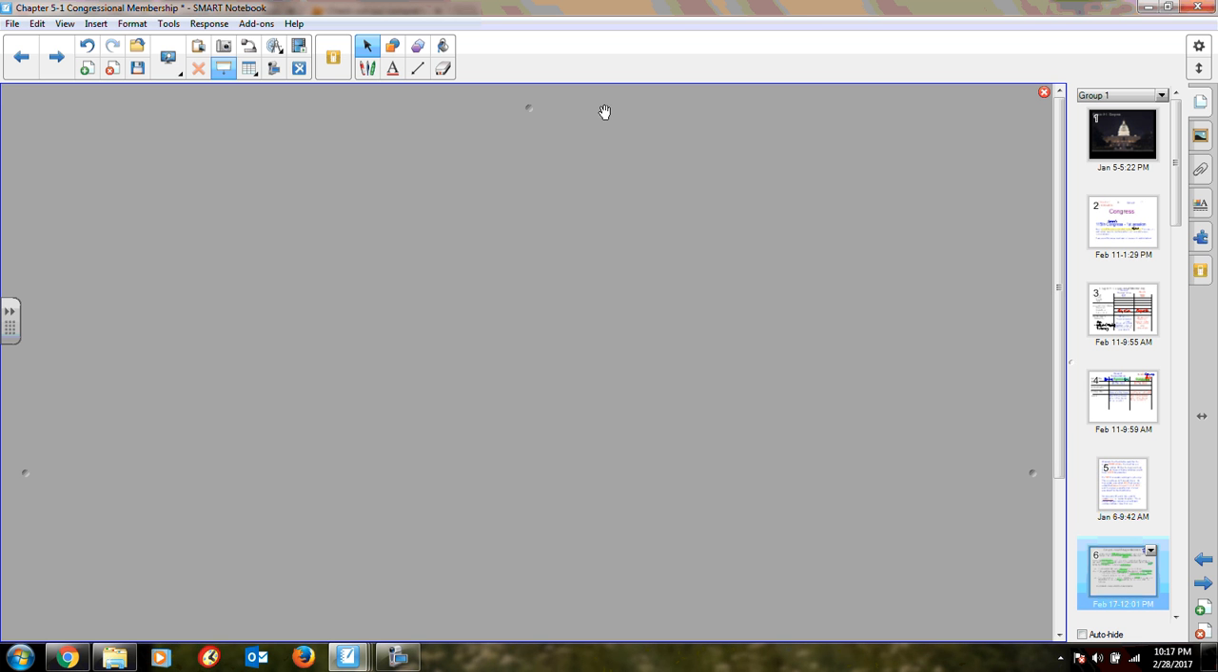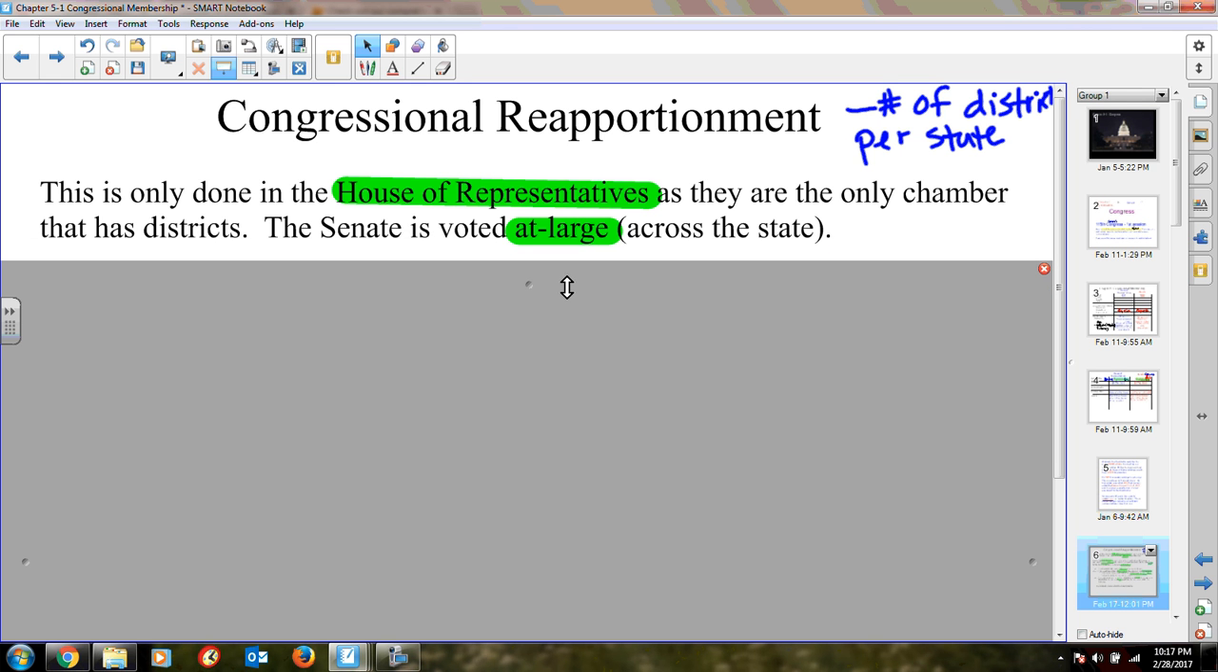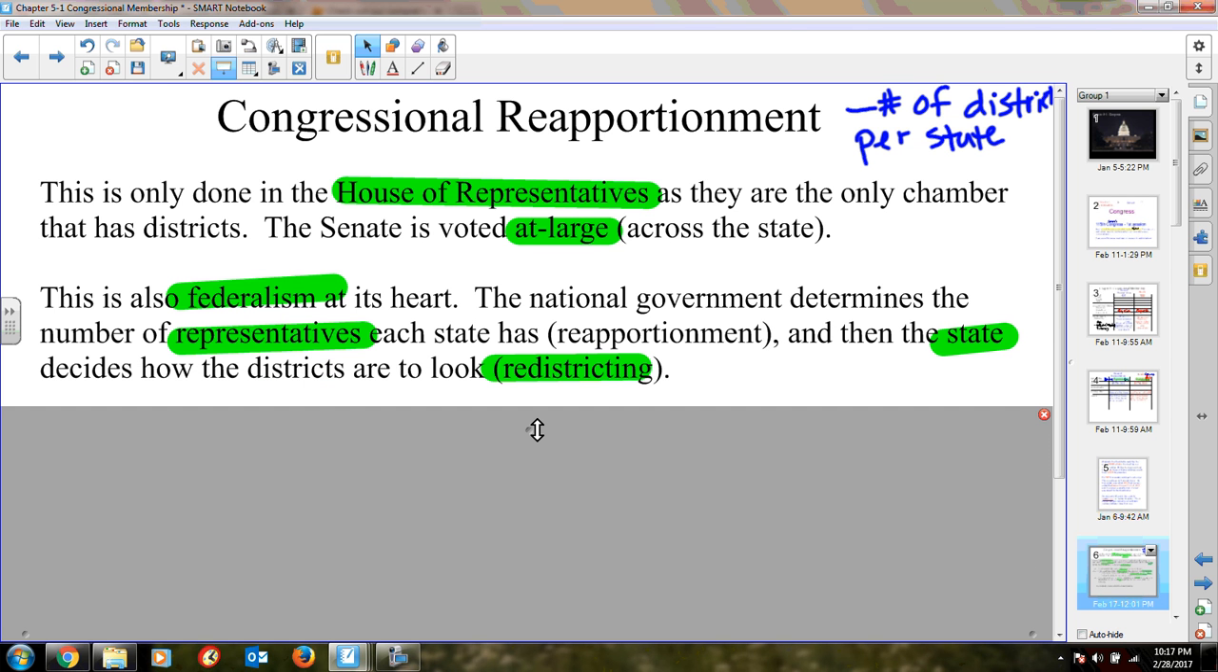So let's take a look. The House of Representatives is the chamber that has districts. The Senate does not. So when we're talking about congressional reapportionment, we're talking about the numbers of representatives each district has in the House of Representatives, okay? And so this is called federalism at its heart. It starts at the number: the national government decides how many representatives each state has. And then each state gets to decide what their districts are going to look like.